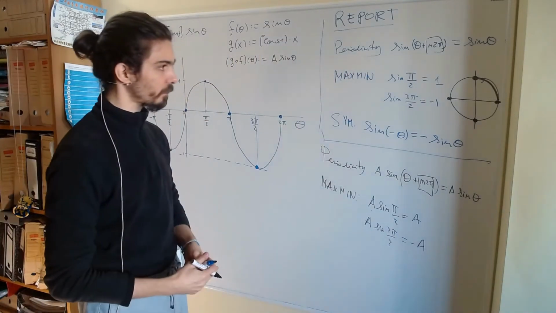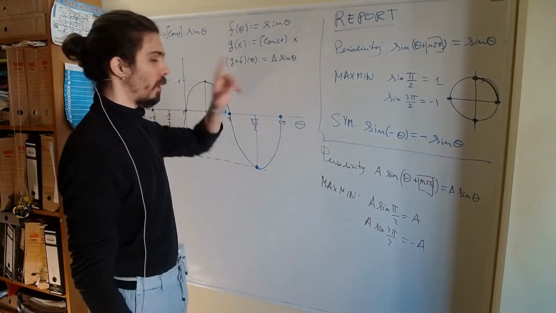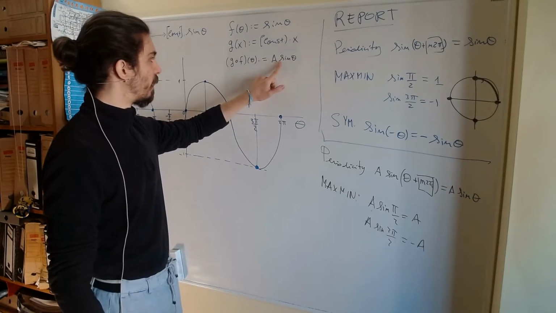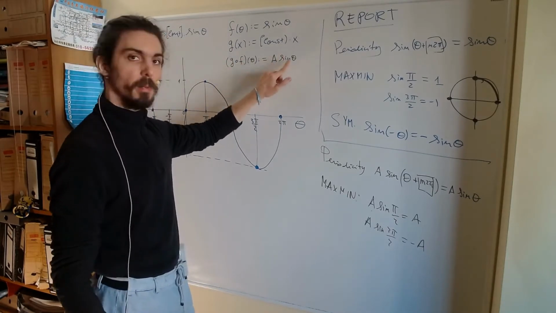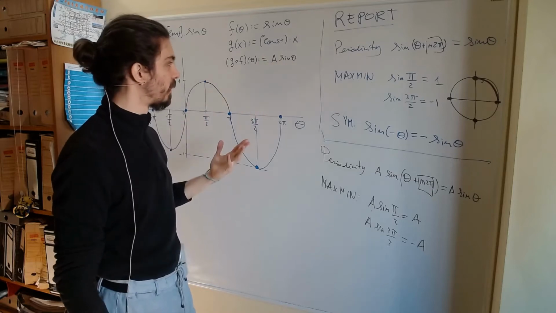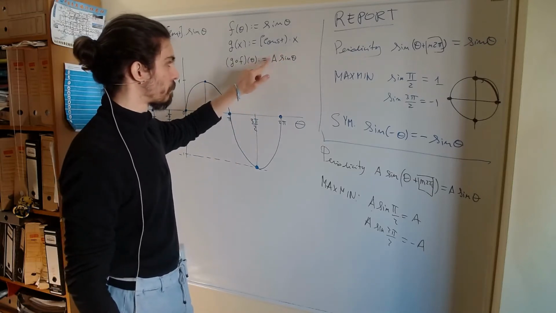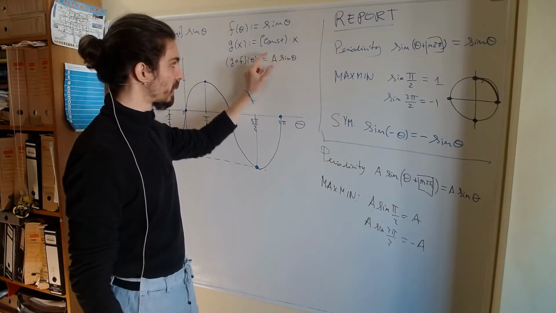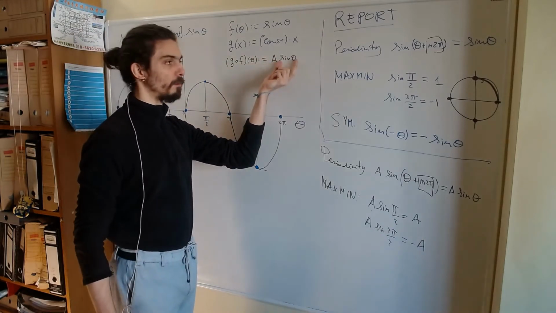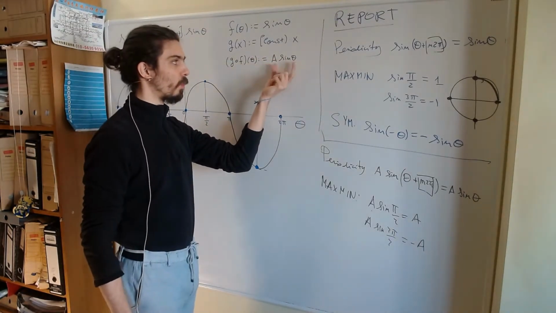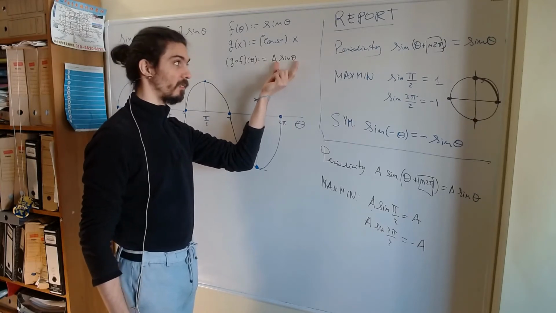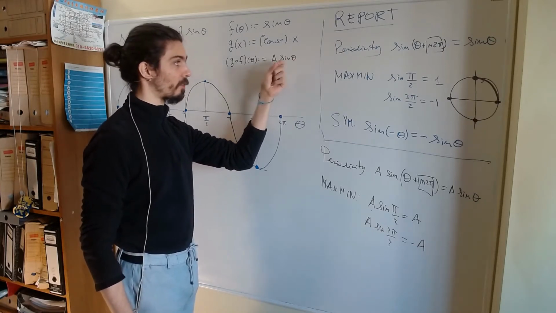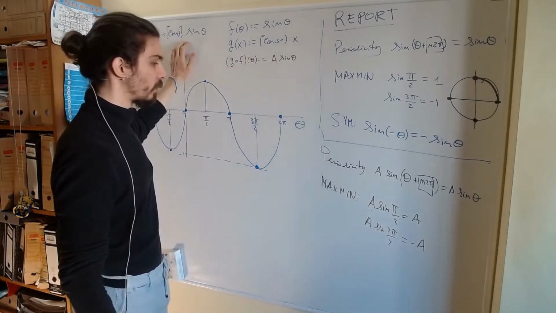But what about the zeros? Notice, in this function here, only this part depends on theta. The constant doesn't. So this function is maximum when this is maximum, it is minimum when this is minimum, and it is 0 when this is 0. And so the zeros of the old function are the same as the zeros of this function.